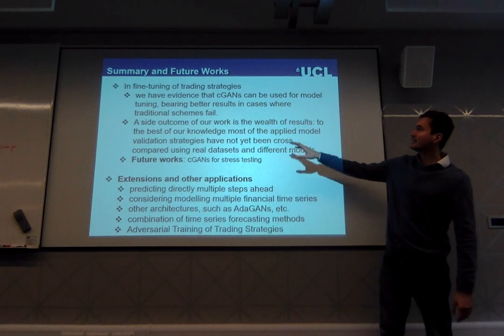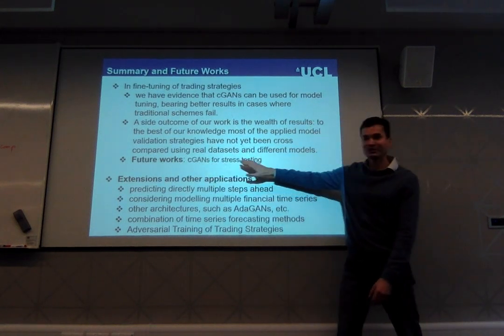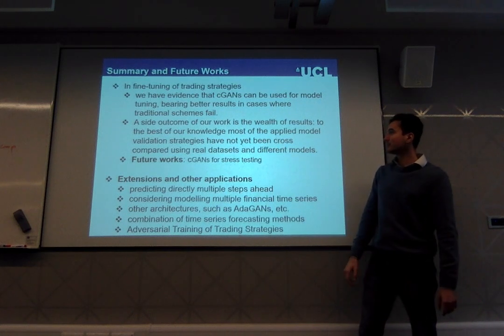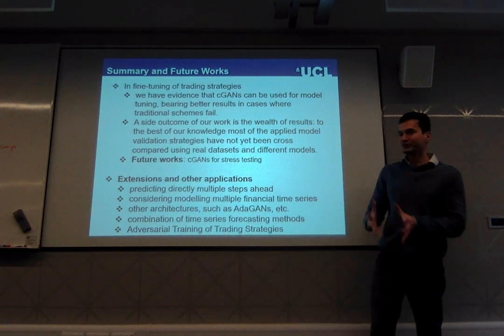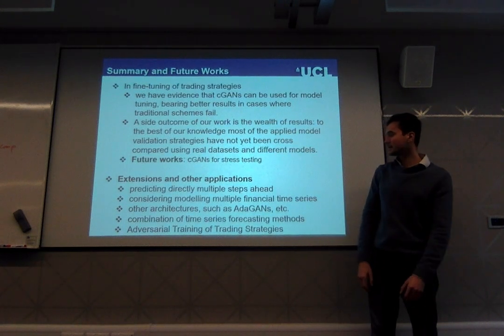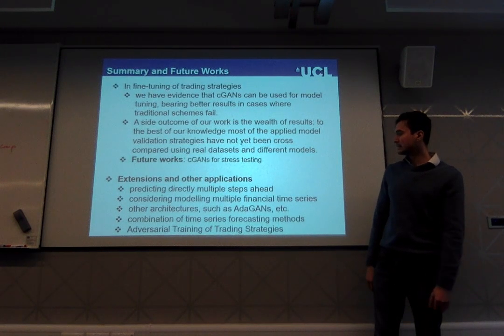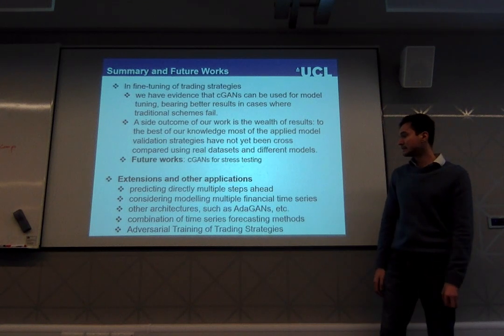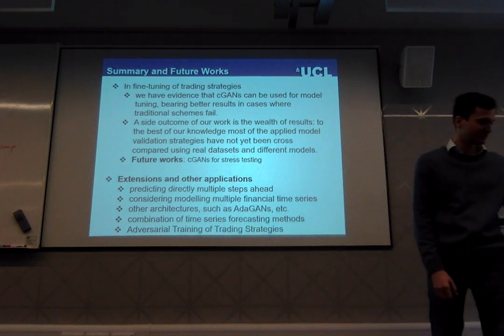Last slide. In fine-tuning, we can do some cGANs for stress testing. That's an idea from Nick. It's quite a good thing to do later. There are a lot of extensions that you can do, which are predicting multiple steps ahead, putting all the assets together, considering other architectures like other GANs, or ensembles of GANs. And you can do some adversarial training of trainers.